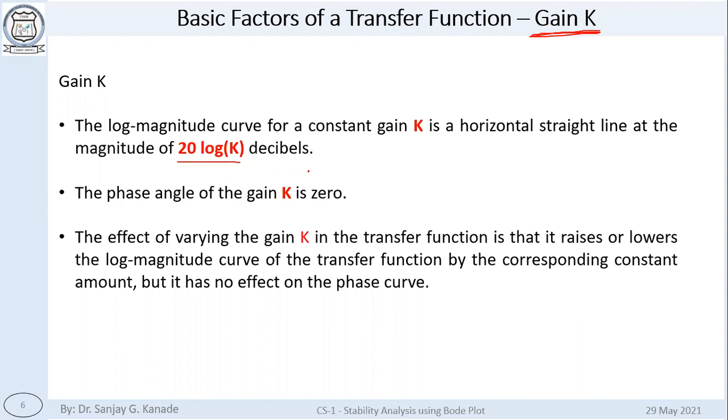20 log K. So whatever value of frequencies, even if frequency is 0 hertz or 10 kilohertz or 0 radians per second or 10 radians per second or 100 radians per second, is it going to change? Is the gain going to change? Is the value of 20 log K going to change? No, gain K is constant. So what it means, it is going to be a horizontal straight line, and the line will be drawn at y-axis value equal to 20 log K. Okay. The phase angle contributed by gain K is 0.